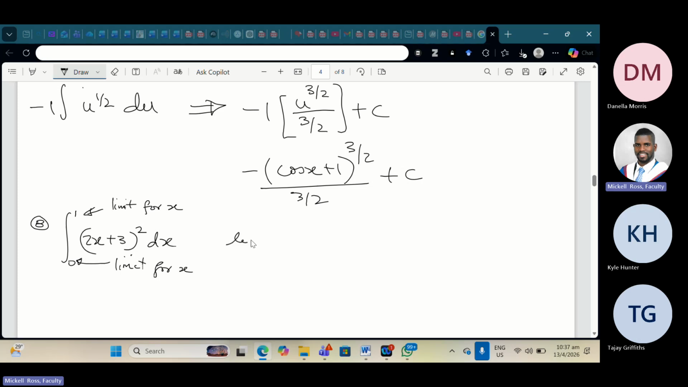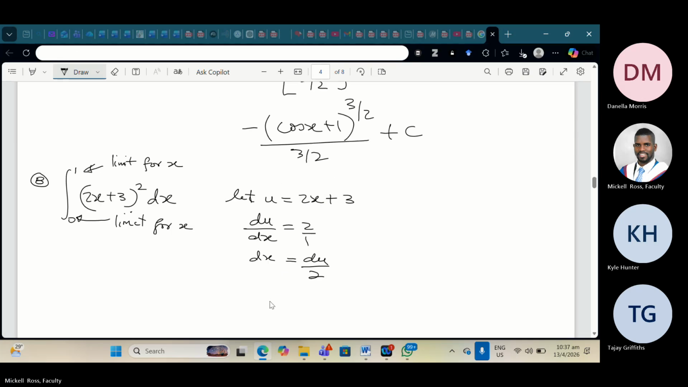We're going to let u equal 2x plus 3. So the derivative of u with respect to x is going to be equal to 2. So we know that dx is going to be equal to du over 2. So now look at this. I'm going to integrate, and this is now going to be u squared du over 2.